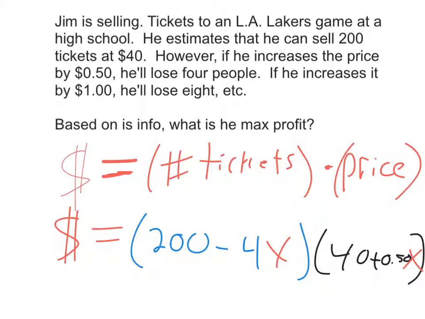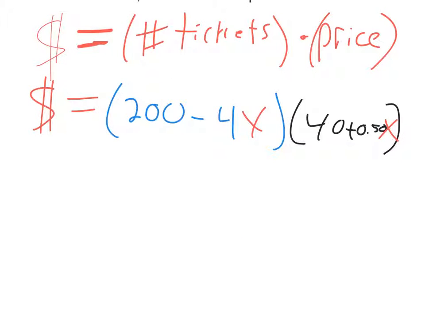I'm just going to put the letter x next to these because x is going to stand for the number of times we increase the price by 50 cents. If you put in a 2 here, that means you've increased it $1. Put a 2 here, that means you've lost 8 people. So it represents that change that we saw at the top. So we have a complete expression that represents what's happening. The number of tickets is here, and it's a variable because we might change the price. And the price per ticket is here, and it has a variable attached too.